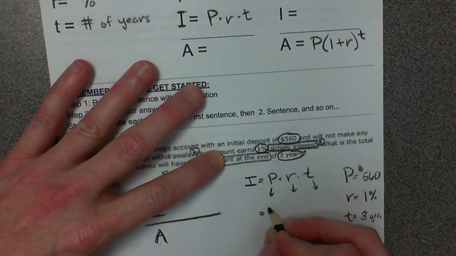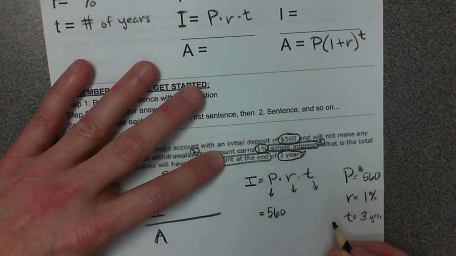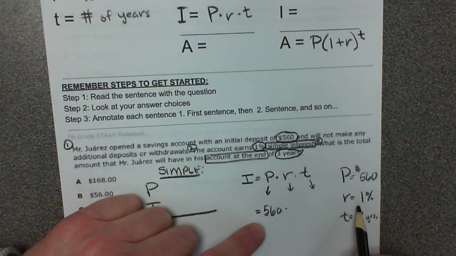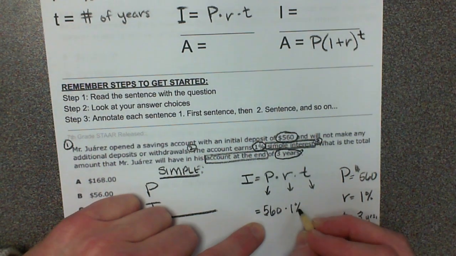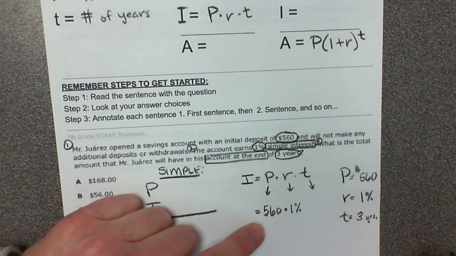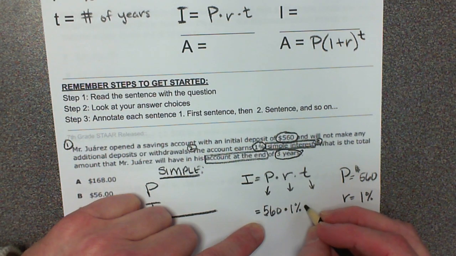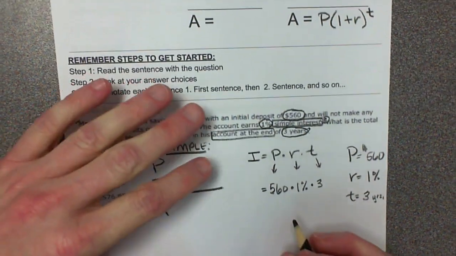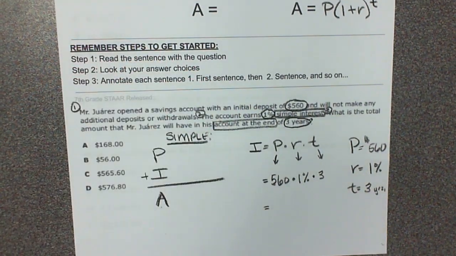So my capital P is $560 times my rate. And remember, we're going to put it in the calculator just like this, 1%. And then bring in our time, which in this case is a 3. So let's practice on our calculator. We want to type it in just this way.